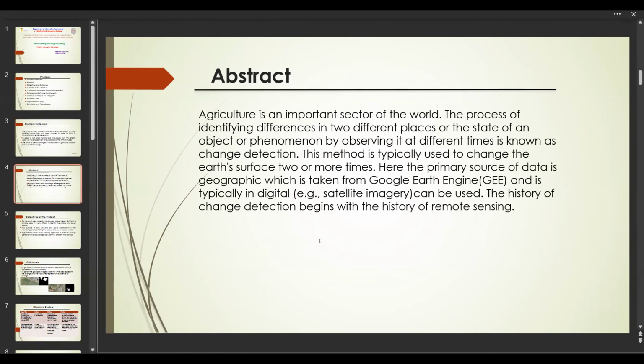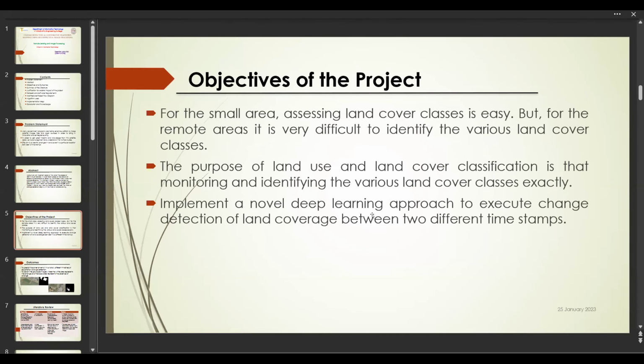The abstract is that we are mainly concentrating on agriculture, since agriculture is an important sector of the world. We are using Google Earth Engine to take the satellite images and to identify changes of a particular place in two timestamps. This change detection begins with the history of remote sensing. These are our objectives.